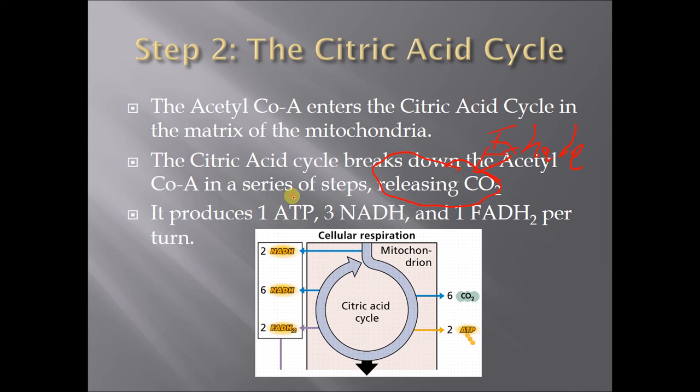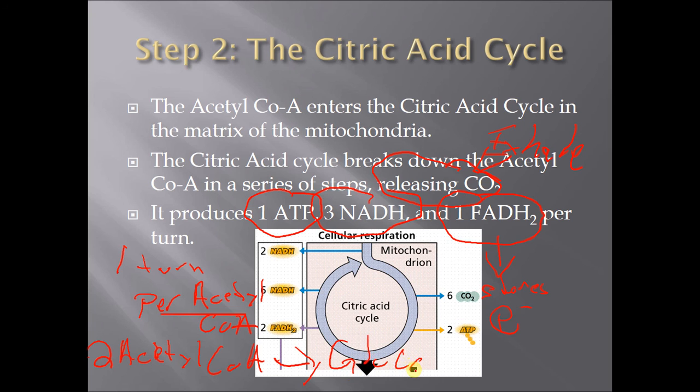This citric acid cycle produces 1 ATP, 3 NADH, so electron carriers storing energy for the electron transport chain, and 1 FADH2. That's just like NADH, that stores electrons. That's per turn. So it goes once around, 1 turn per Acetyl CoA, and we get 2 Acetyl CoAs from each glucose molecule. So 2 turns per glucose molecule.